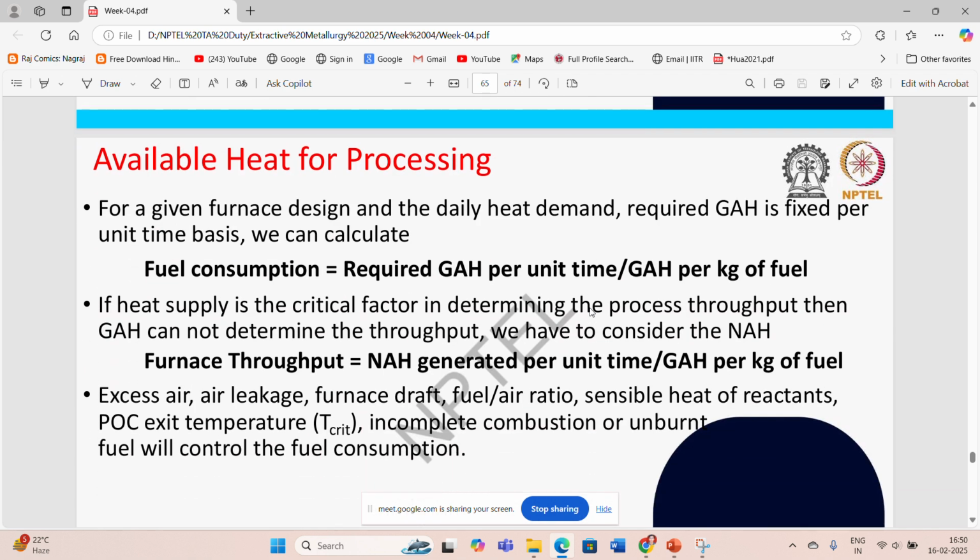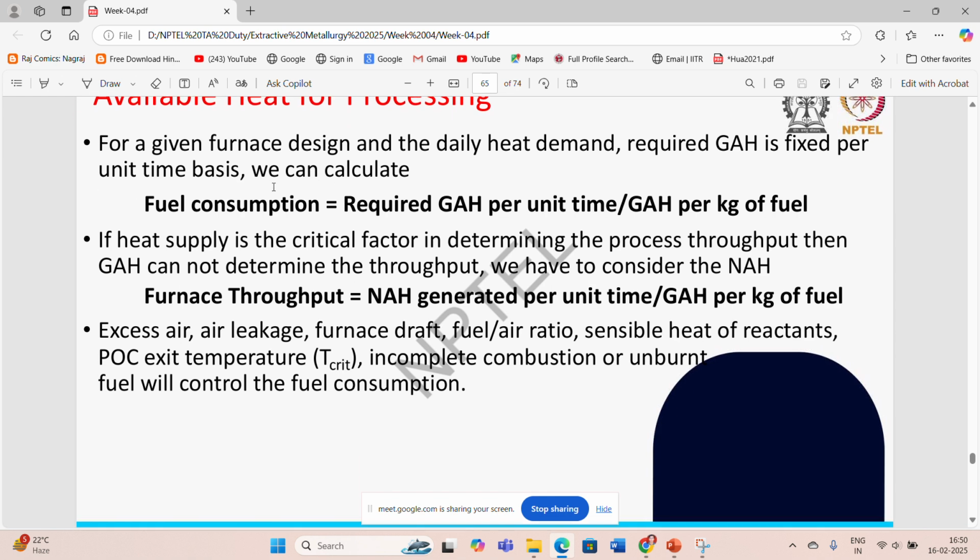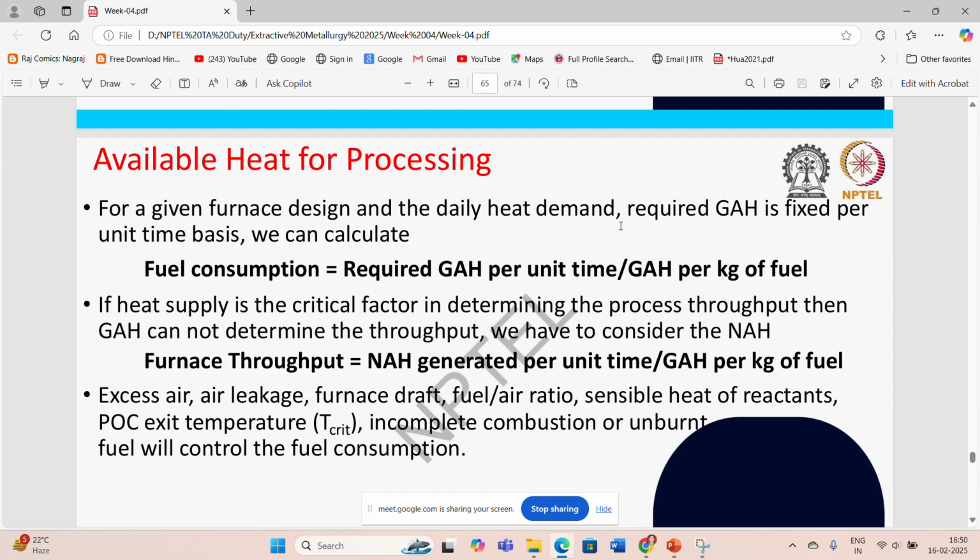Then, for a given furnace design and the daily heat demand, the required GAH is fixed per unit time basis. We can calculate fuel consumption equal to the required GAH per unit time divided by GAH per kg of fuel. If heat supply is the critical factor in determining the process throughput, then GAH cannot determine the throughput; we have to consider the net available heat. So furnace throughput is going to be NAH generated per unit time divided by gross available heat per kg of fuel. According to that, we can calculate the fuel requirement for operating any furnace according to our need.